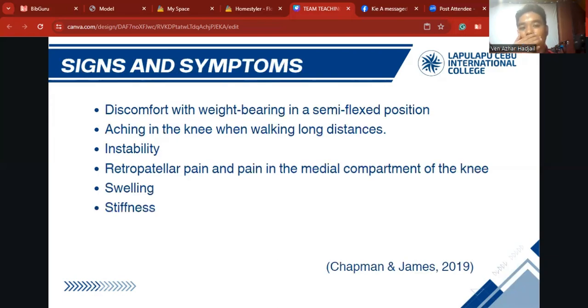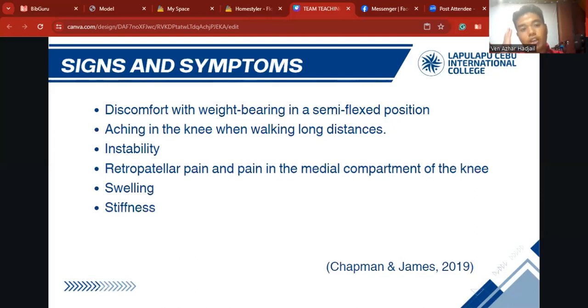So the signs and symptoms. We have discomfort with weight bearing in a semi-flexed position. For example, again, this will be your knee. You will be feeling a little bit of pain when you bend your knee in a flexed position, like that. Then next we have aching in the knee when walking long distances. And next is the instability. Next is retropatellar pain and pain in the medial compartment of the knee.